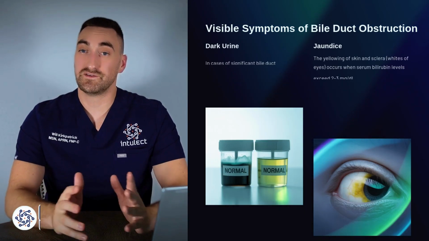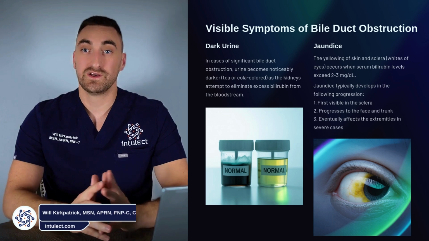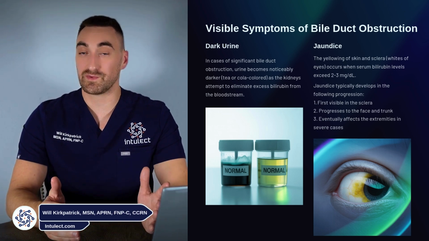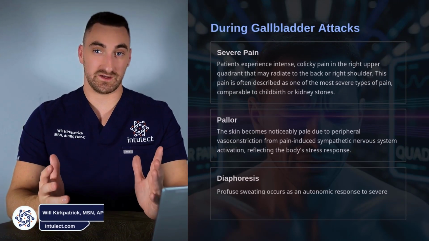If it is very severe and if it's been going on for a while, you're going to see possibly dark urine and jaundice because of the high bilirubin contents in their bloodstream. And during gallbladder attacks, of course, you're going to see some severe pain.